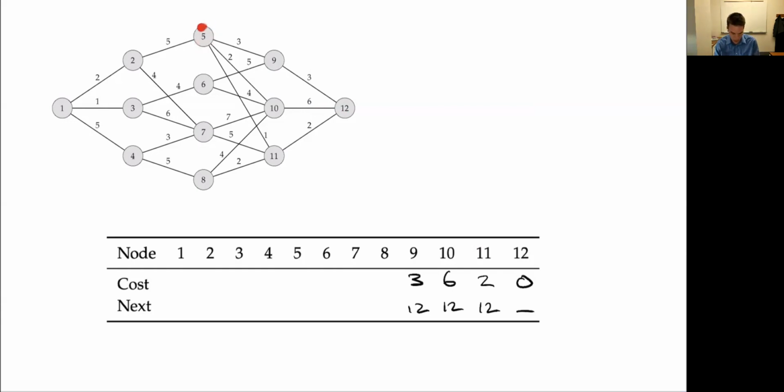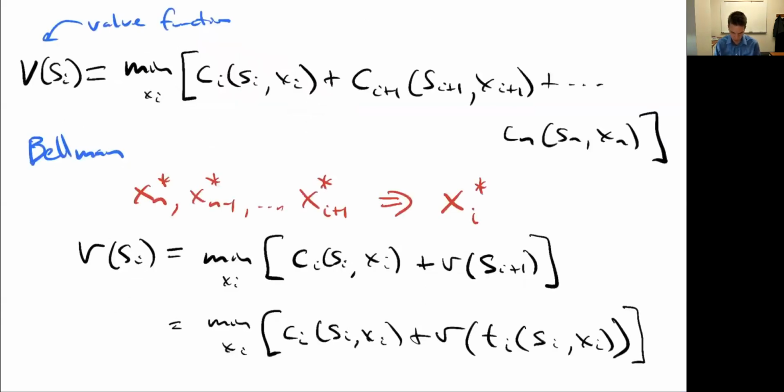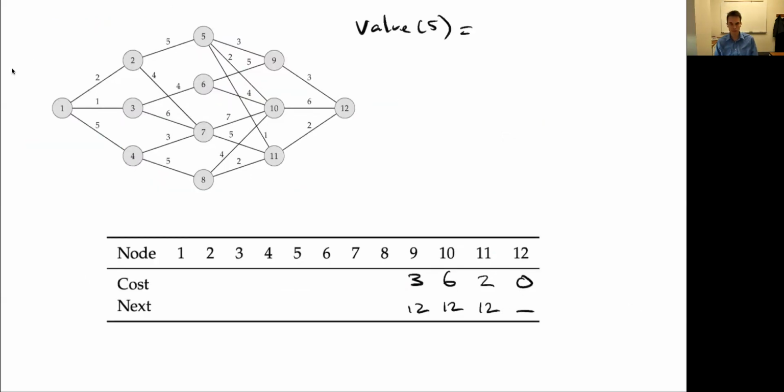Let's look at node 5. So here's what Bellman's equation says. The value, meaning the best I can do from 5, is going to be this formula here. It's the minimum of my cost plus other value functions, and I have to do it over all decisions. I'm going to write the minimum of, and I've got 3 possible decisions.